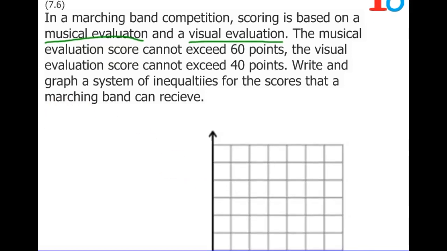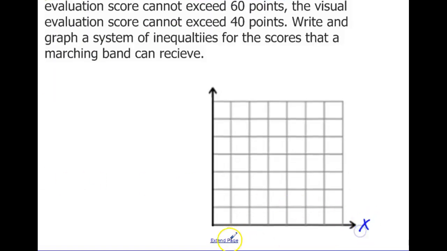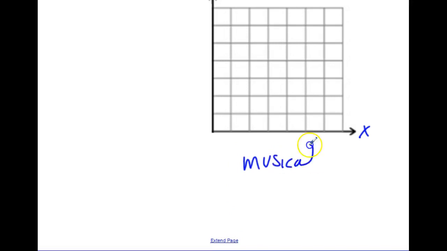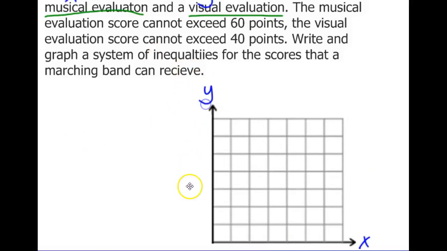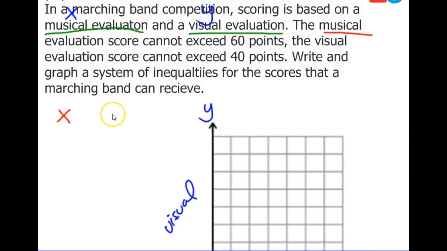So it doesn't say which is which, so I'm just going to say x is for musical and y is for visual. So x is going to be musical and y is going to be visual. So it says the musical, or x, cannot exceed 60. So can we have less than or greater than 60? Well, it can't exceed or go past 60, so we have to have less than or equal to 60. We could be exactly 60, just can't go above it, can't exceed it. So x has to be less than or equal to 60.